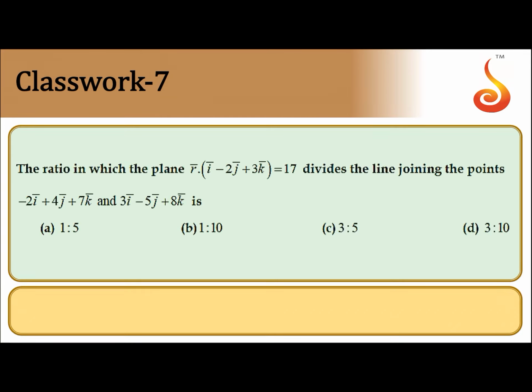Coming to the next one. The ratio in which the plane divides the line joining the 2 points. This is the plane given to you. The ratio is minus pi a by pi b. The plane equation, if I write it in Cartesian form, is r dot (1, minus 2, 3) equals 17. If I take r as x, y, z, I get x minus 2y plus 3z minus 17 equals 0. I name this plane pi.